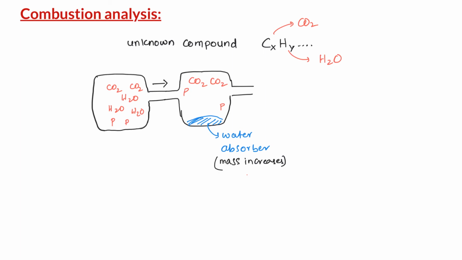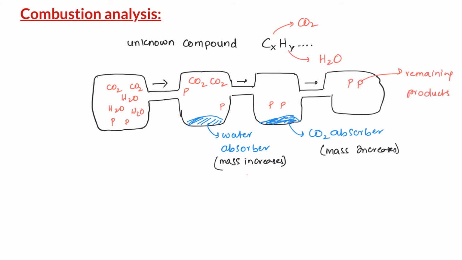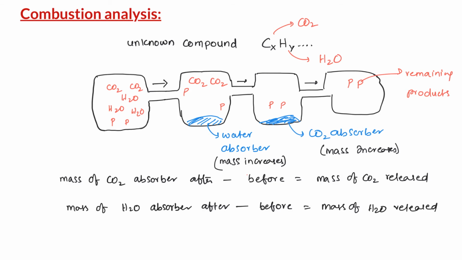Therefore, the mass of the water absorber increases, and the leftover products are passed through a container with a carbon dioxide absorber, which absorbs all the carbon dioxide from the mixture of products. That increases the mass of carbon dioxide absorber. The remaining of the products are collected in the third container or any other absorbers if required. The mass of the absorbers before and after the combustion is measured. The difference in mass of the water absorber before and after combustion gives us the amount of water produced in the combustion. Similarly, the difference in the mass of carbon dioxide absorber gives us the amount of carbon dioxide produced in this reaction. Using these numbers, we can back calculate the molecular formula of the compound.